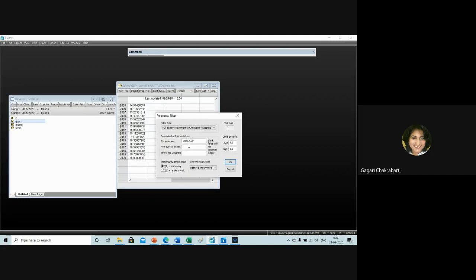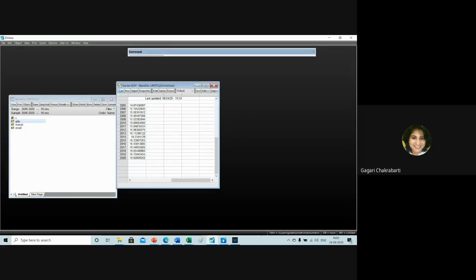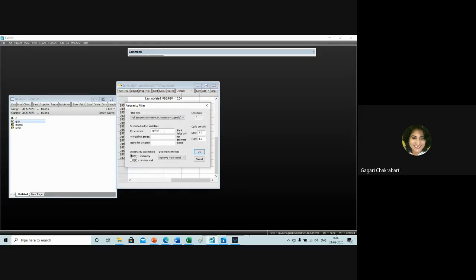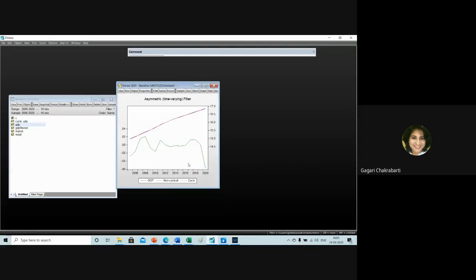If you are interested in the non-cyclical series also, then you can give a name here, say non-cyclical GDP, and you will be getting that. Okay, I'm showing you. So non-cyclical GDP. In that case, that will also be generated. Oh, it is not taking that name. Okay. So cycle GDP, and say GDP filtered. I think that name will be okay. So that is the original line, non-cyclical line, and this is the cycle. That gives you the cycle in GDP.